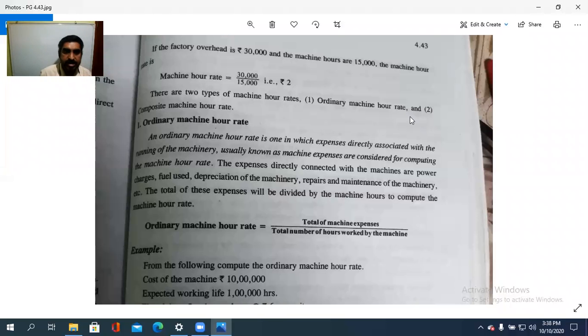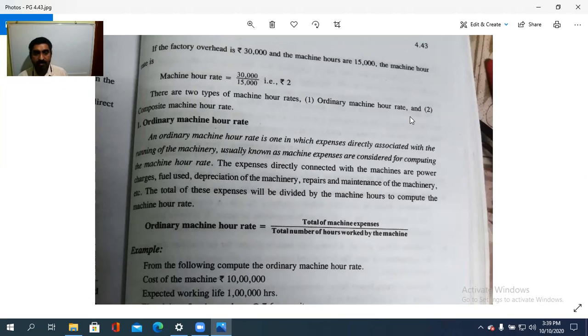So, ordinary machine hour rate. Ordinary machine hour rate is one in which expenses directly associated with the running of the machinery, usually known as the machine expenses, are considered for computing the machine hour rate. Those expenses which are directly associated with the particular machinery, for the running of that machinery. What are the expenses that come with running that machinery? That is to be directly associated with that machinery itself. Isn't it? So that is the ordinary machine hour rate.